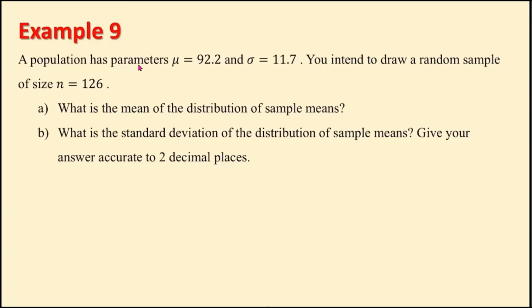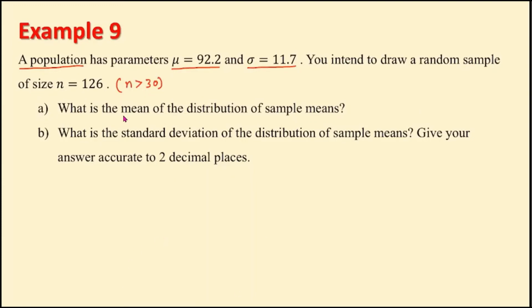Okay, let's read this. A population has a parameter mu equal to 92.2, standard deviation 11.7, and you want to draw a random sample of size 126. So for the population, mean is 92.2, standard deviation is 11.7, and we are drawing a sample of size 126. So the sample size is greater than 30. So when sample size is greater than 30, whether the population is normal or not, the sampling distribution will be normal. That's something that we know from the sampling distribution.